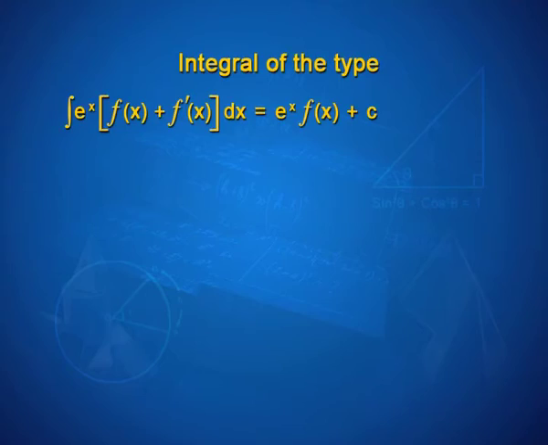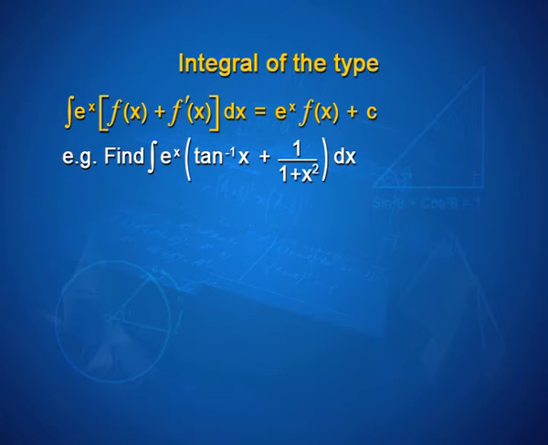Now, let us look into the integral of the type integral e to the power x into (f of x plus f dash x) dx is equal to e to the power x into f of x plus c. Let us solve an example to understand this.